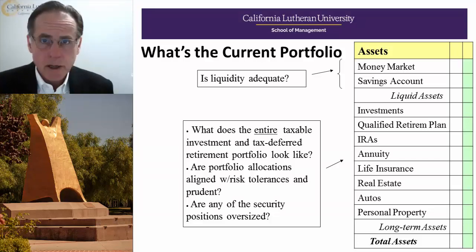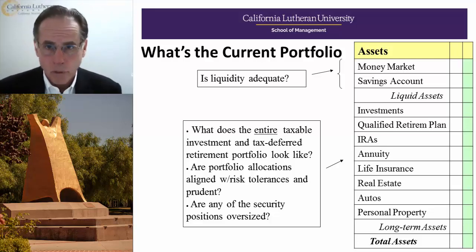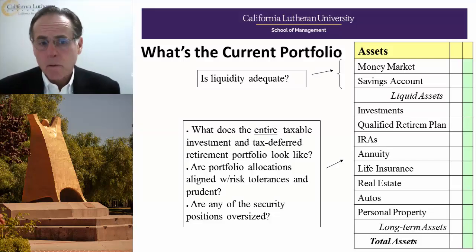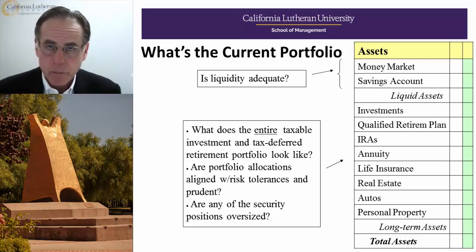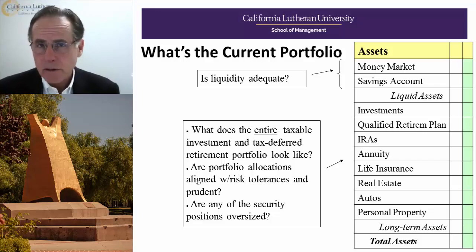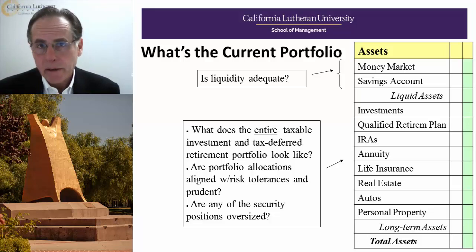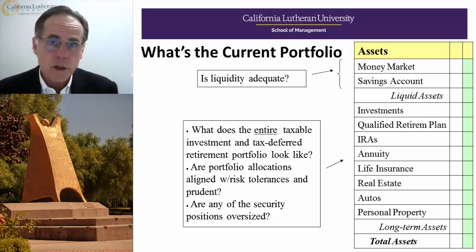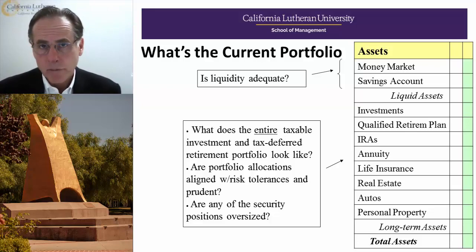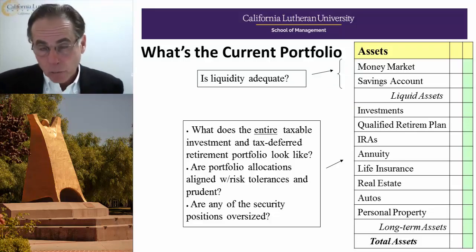One of the places you want to start is by taking a look at the current portfolio. What does the entire taxable investment and tax-deferred portfolio look like? Are those current asset allocations aligned with the client's risk tolerances, and are they prudent? Are any of the security positions oversized? What I mean by that is one security might be a large percentage of the overall investment portfolio, and if anything was to go wrong with that one security, it would be a sizable loss.